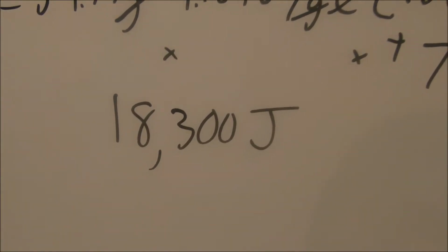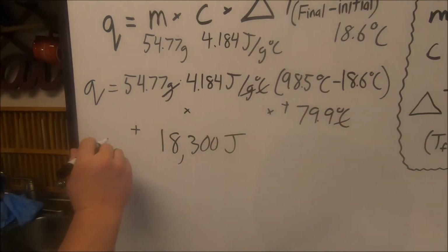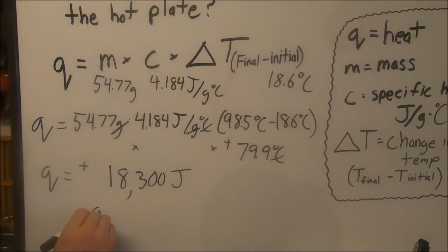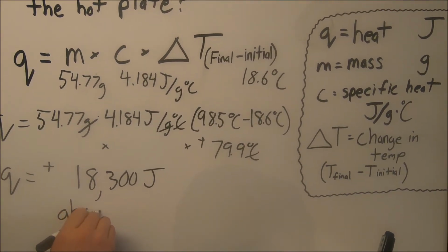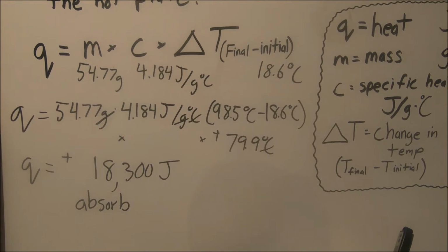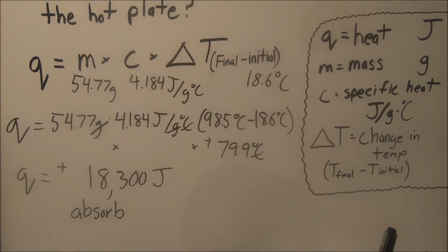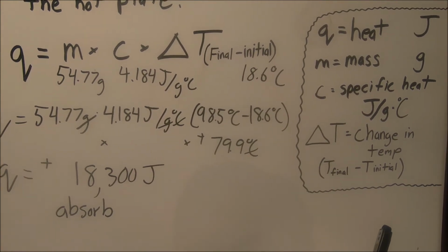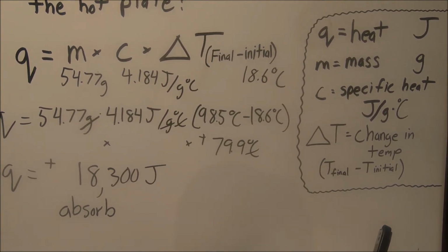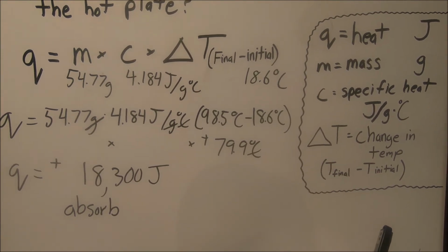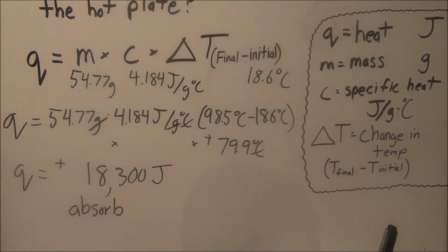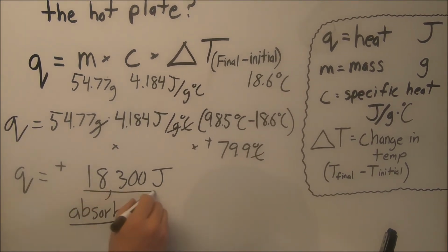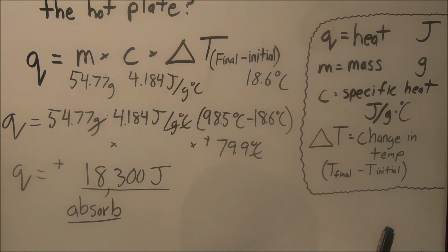Now notice with this answer, it is a positive number. If Q is positive, energy is being absorbed during this time. If Q is negative, energy would be released. So our next step is to look at, if we remove that water from the hot plate and let it just sit on the side, how much energy would it release? But right now, with that Q being positive, it shows that energy was absorbed, and specifically how much energy was absorbed during this time.